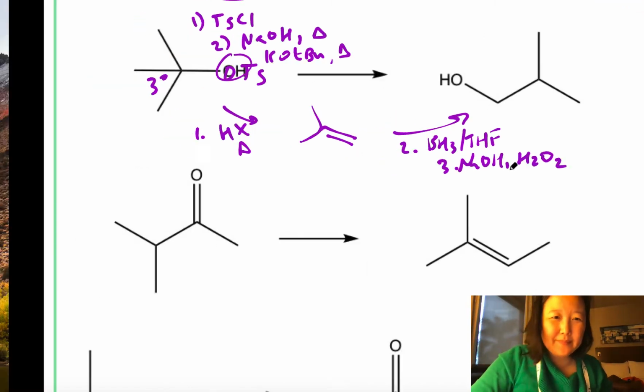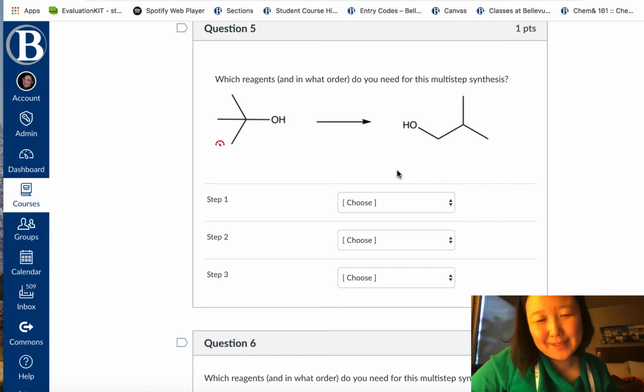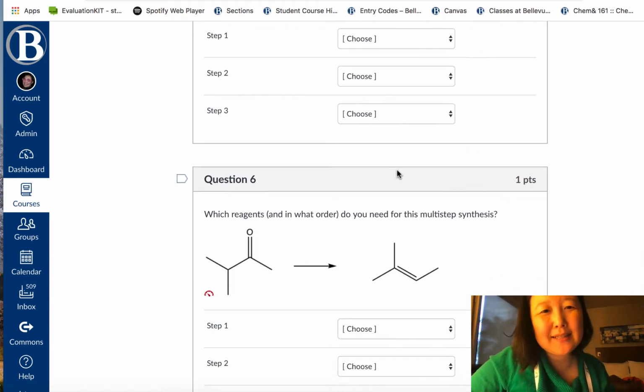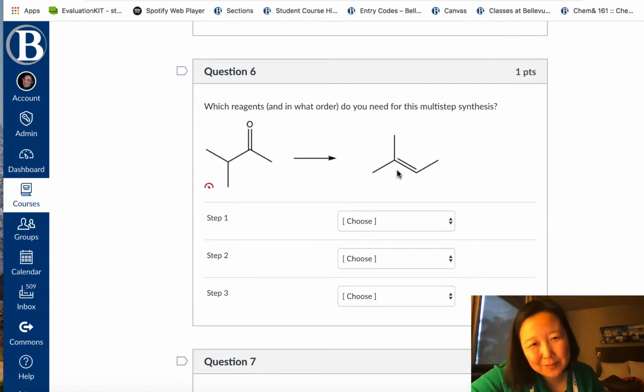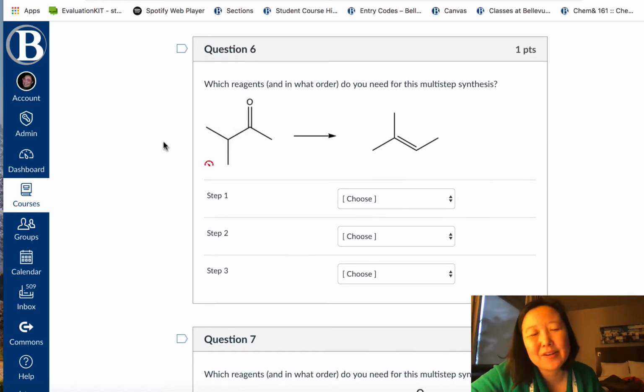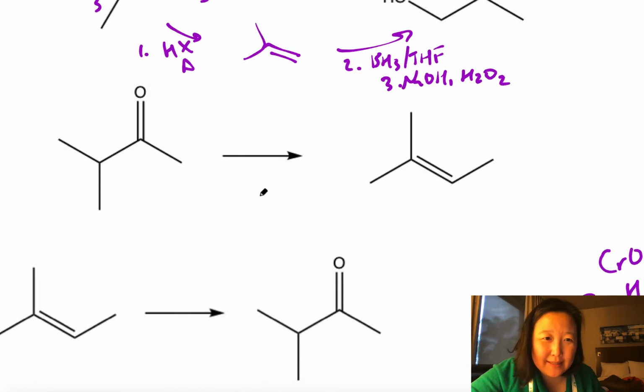All right, so you could do that in 3 steps if you don't use TsCl or SOCl2 or PBr3. Those are going to require an extra step. Which reagents do you need for this synthesis? So let's take a look at that in more detail here.